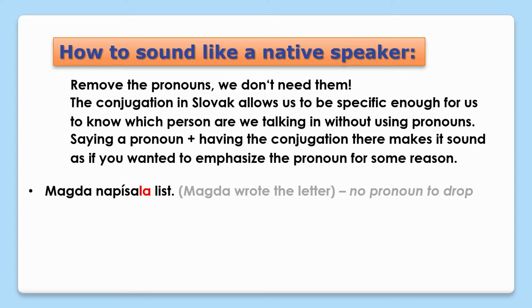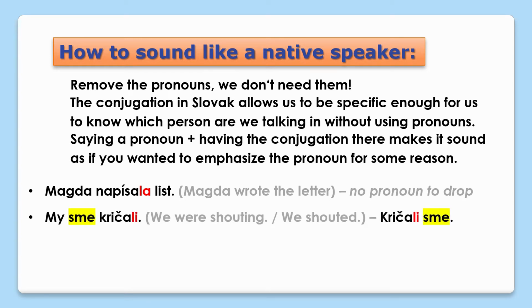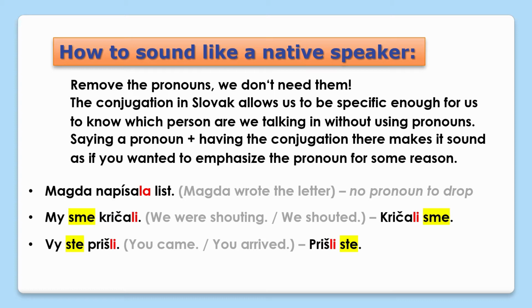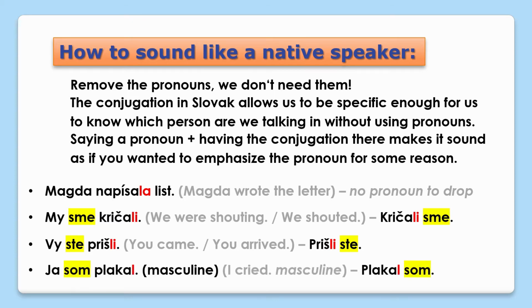Next sentence is My sme kričali. The native speaker would say kričali sme. We dropped the pronoun my, we, and we changed the position of the auxiliary verb. Again, vy ste prišli, you can say prišli ste. Ja som plakal, plakal som. This doesn't change the meaning of the sentence at all.